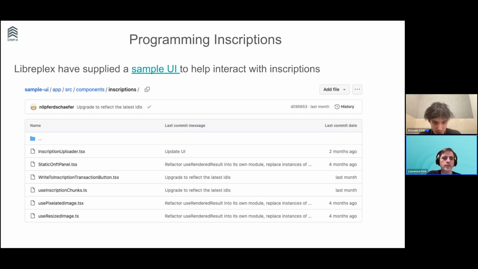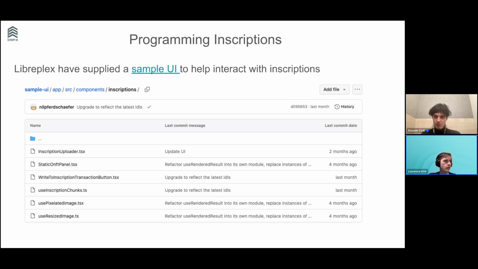One useful thing that has been supplied by Libreplex is this sample UI, which is a repo. There's a link to it there. This is some code that allows you to interact with the Libreplex program that will create inscriptions for you and add all that inscription functionality. So if you've got some project and it's enough for you to add something into the UI and use that to interact with the Libreplex program, then this would probably be useful for you.